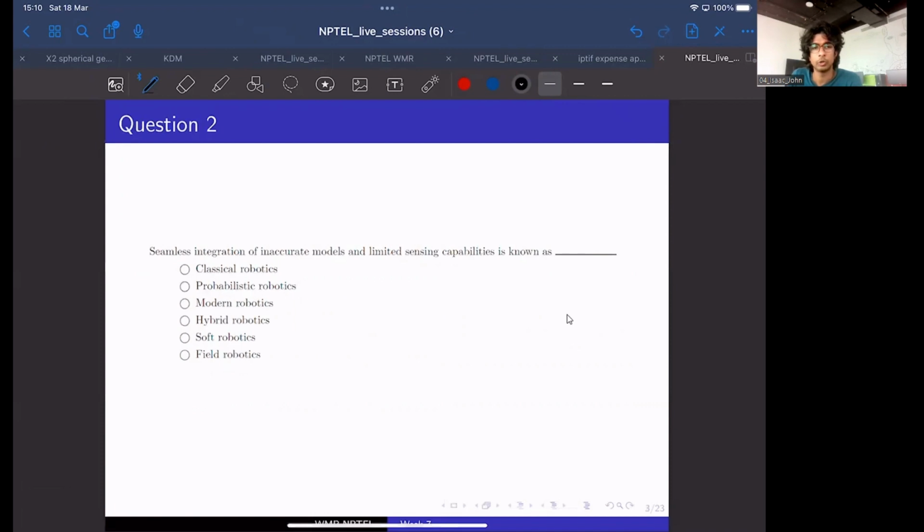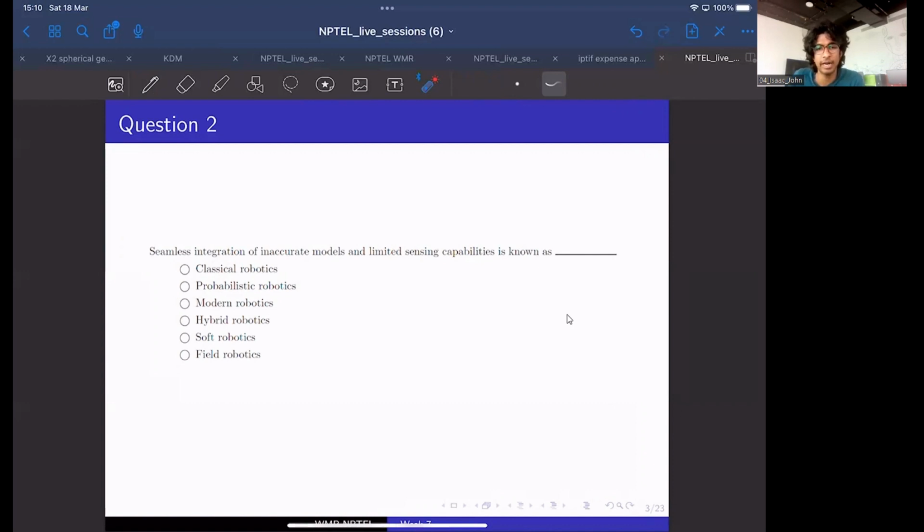Yeah. So regarding question 2, it says a seamless integration of inaccurate models and limited sensing capabilities is known as, right? So this is the definition of what exactly out of these given choices? Is it the definition of classical robotics, probabilistic robotics, modern robotics, hybrid robotics, soft robotics, or field robotics? Again, this is basically a definition kind of question. The answer is fairly straightforward.